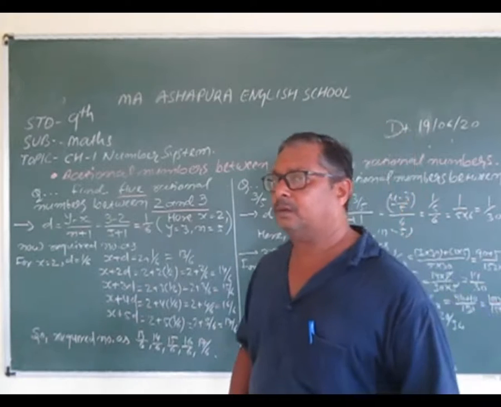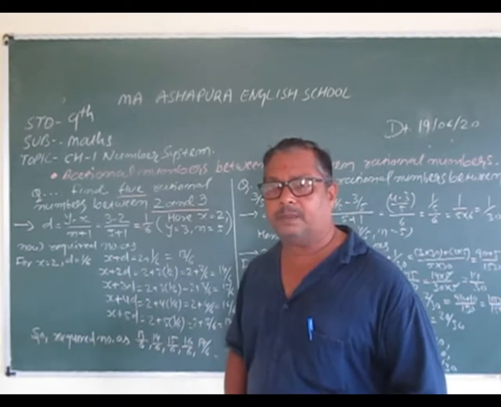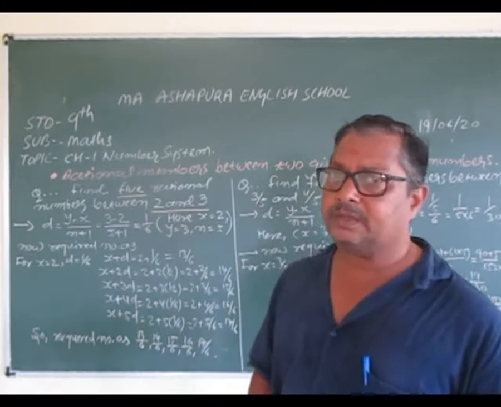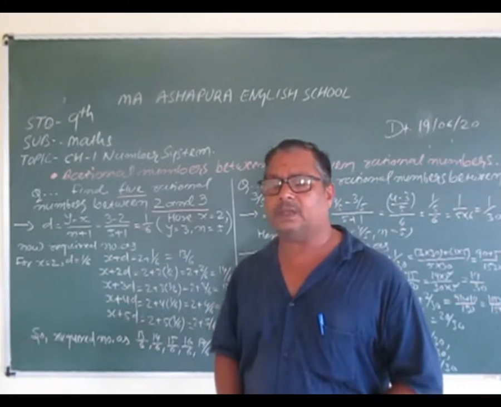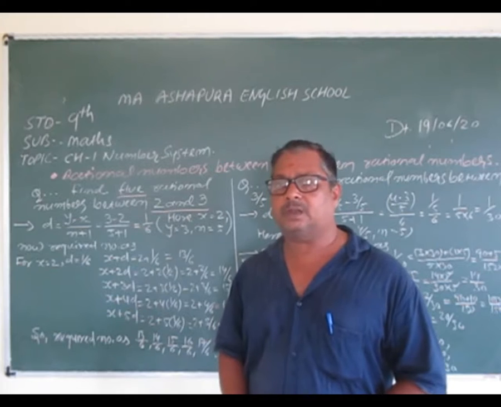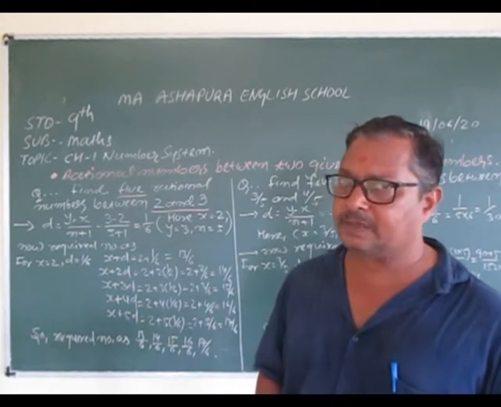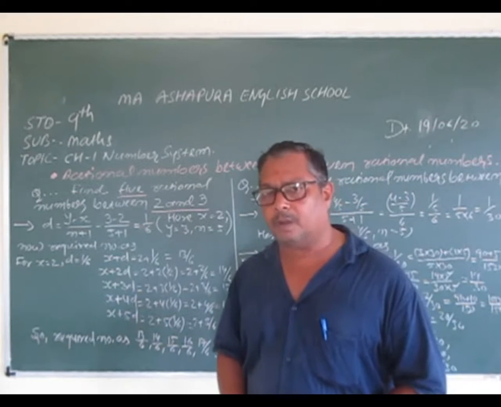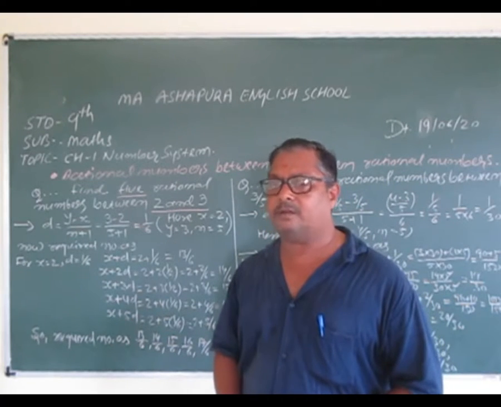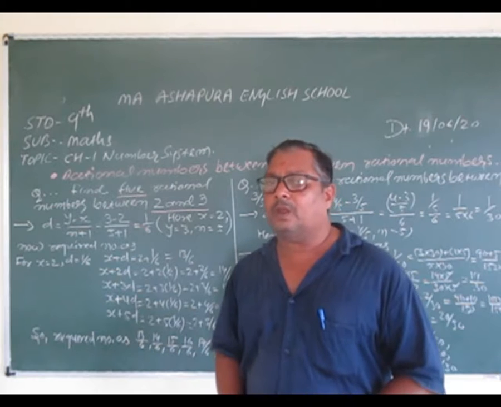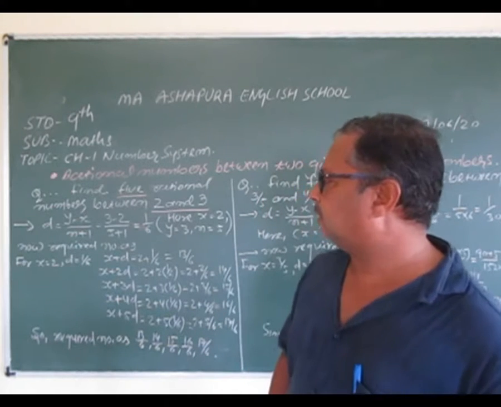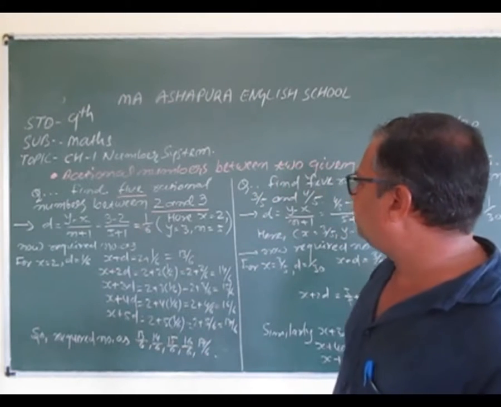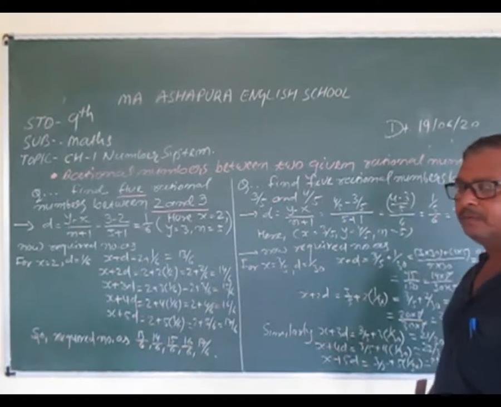Yesterday we learned in chapter number 1, ninth mathematics, number system. We discussed 2 points there. First of all is the different type of number sets like natural number, whole number, integers and rational number. And the second point is rational numbers between the two given rational numbers.